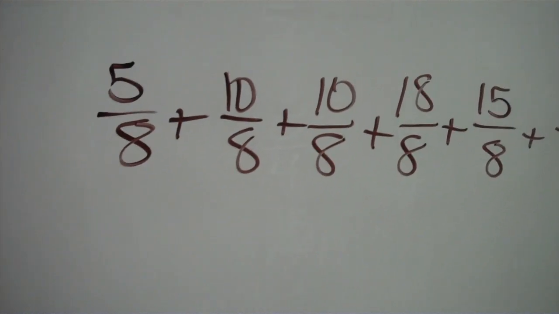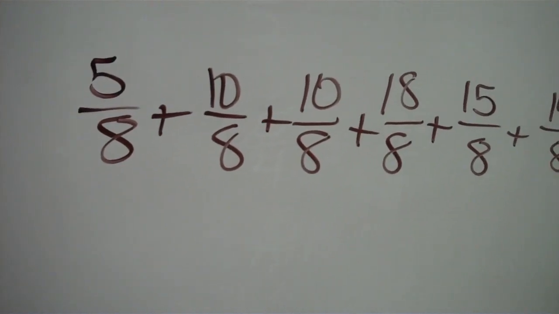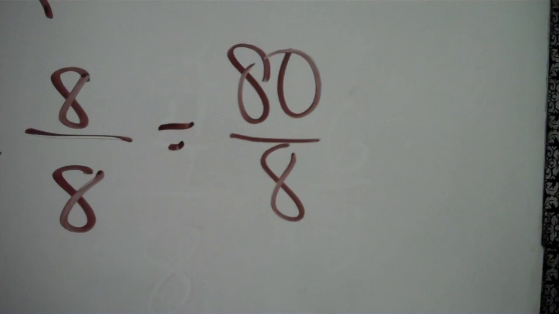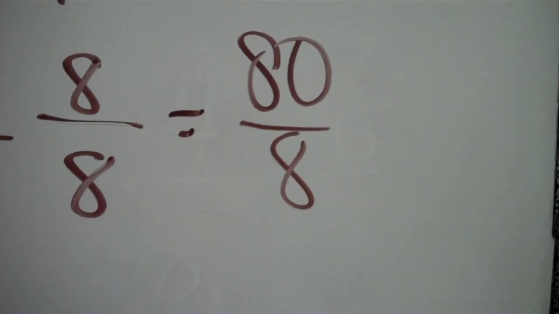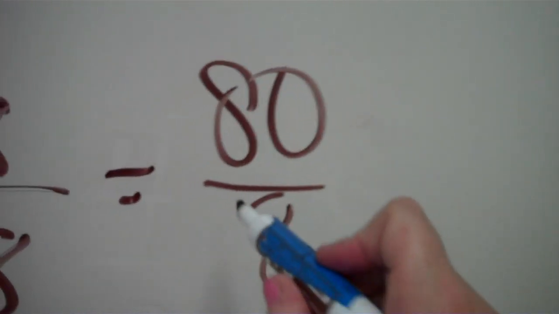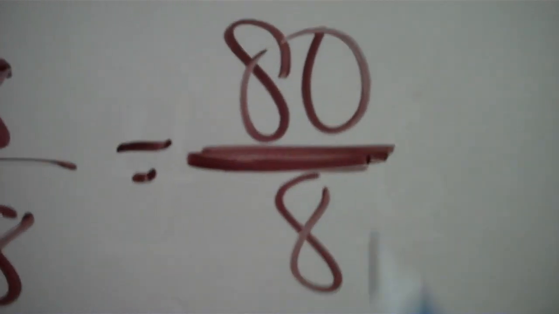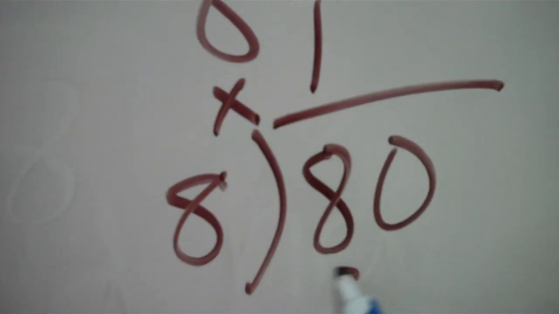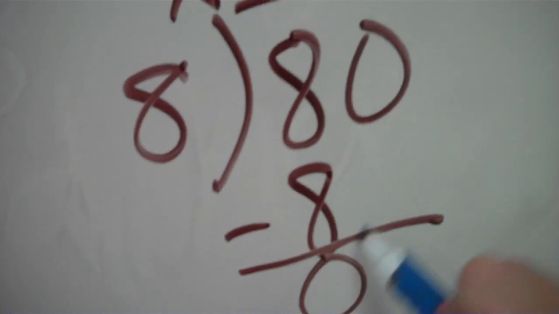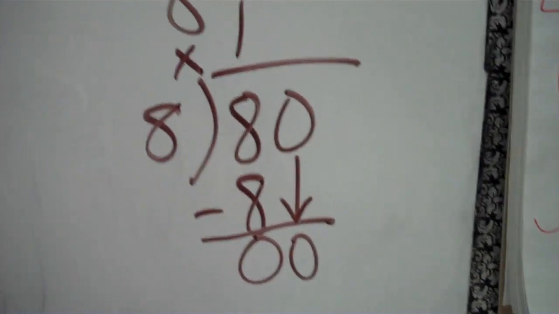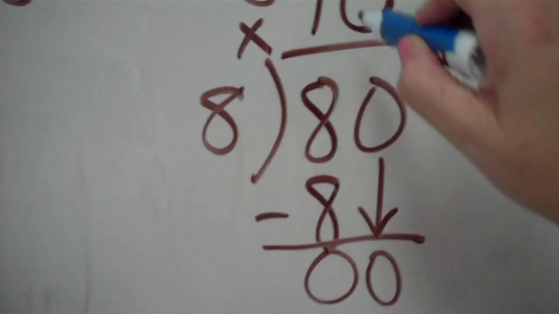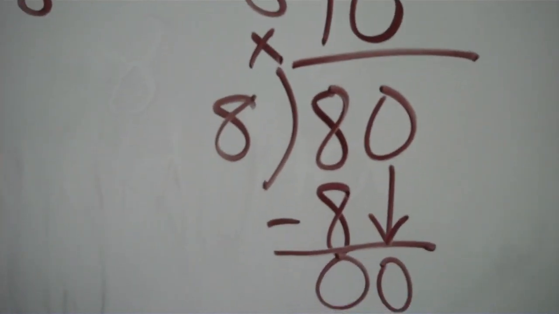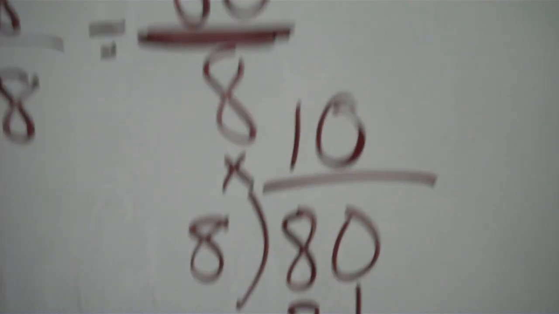Remember, when you're adding fractions, you do not add the denominators. So when you add them all up, you should end up with 80 over 8, which is going to simplify. Don't forget that this line means to divide. 80 divided by 8. 8 goes into 8 one time. 1 times 8 is 8. Subtract and I get 0. Bring that 0 down, but I'm still not done. How many times will 8 go into 0? Zero times. 0 times 8 is 0. Subtract and you are finished.